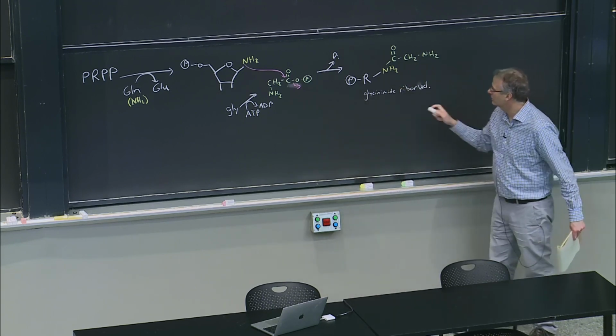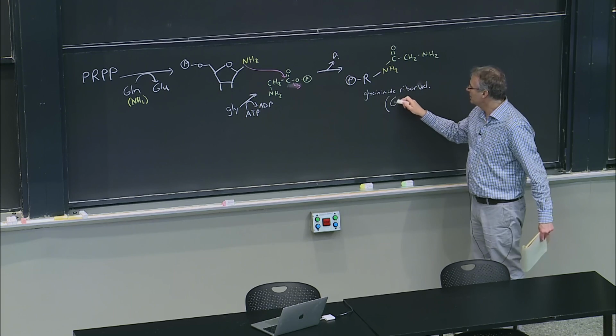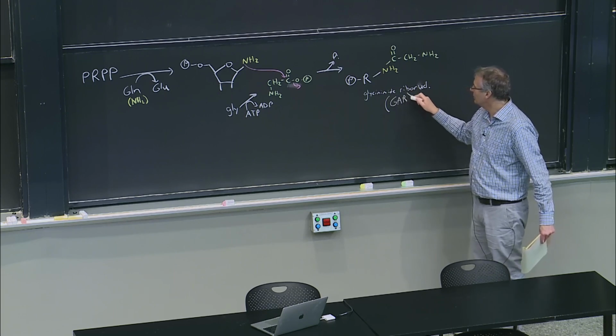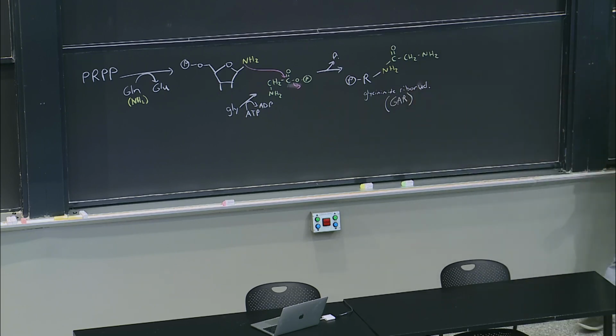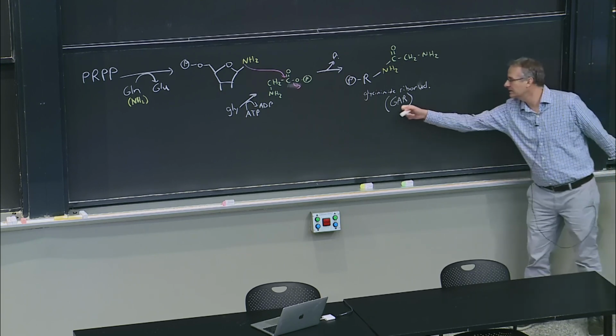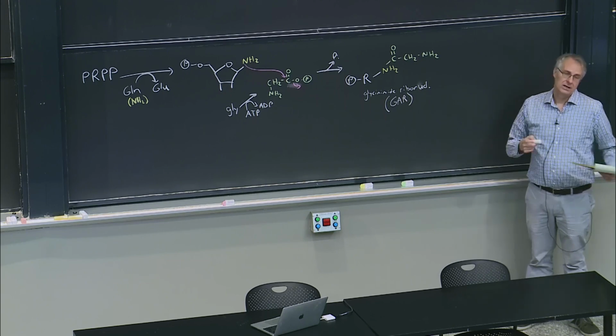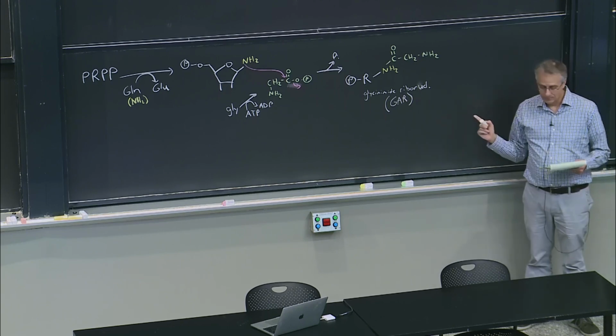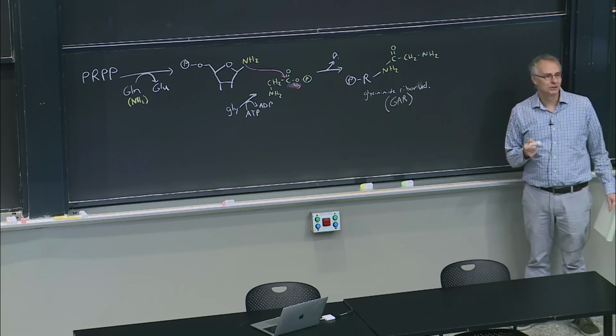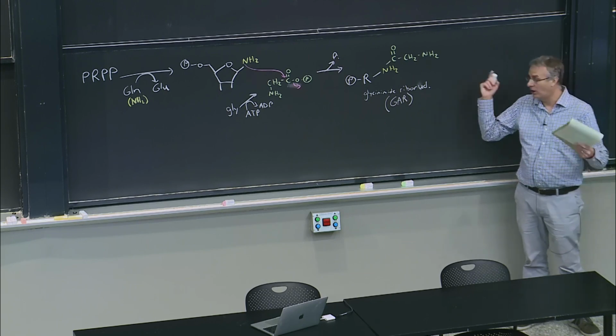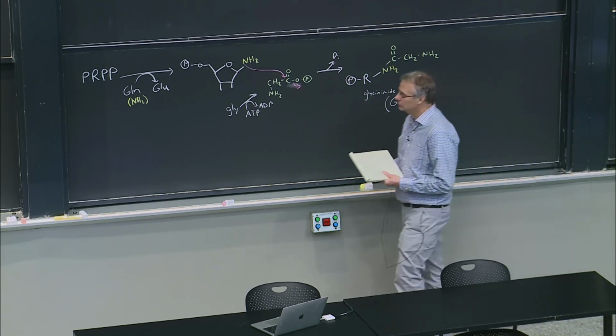ribonucleotide. I'm not going to write out nucleotide. And you will see that many of the steps in purine synthesis end up having these abbreviations. This one is called GAR for glycinamide ribonucleotide. And you'll see as we get these long, complex names why one uses these abbreviations like GAR, which are actually used quite commonly.